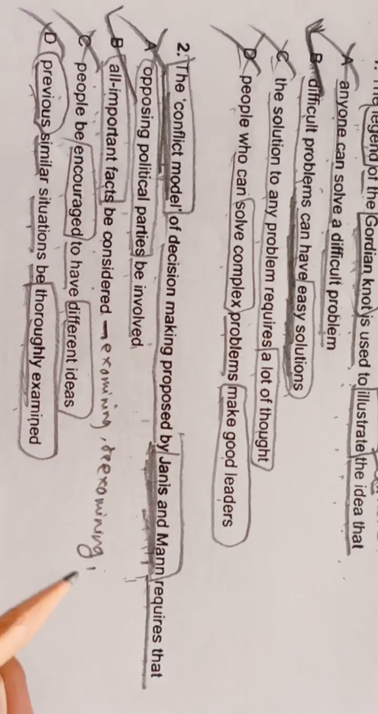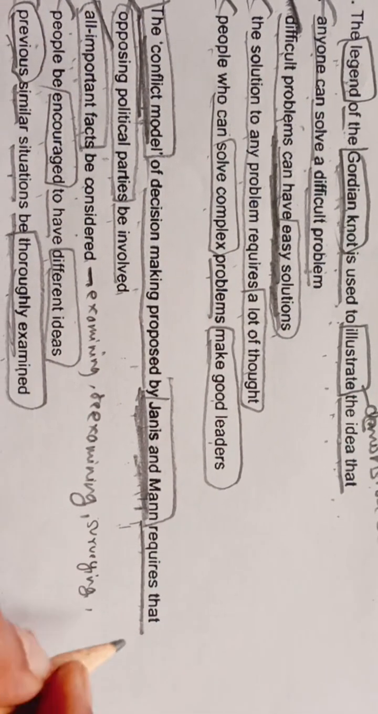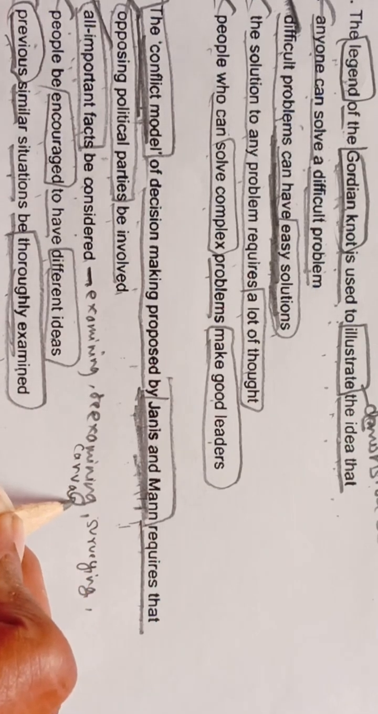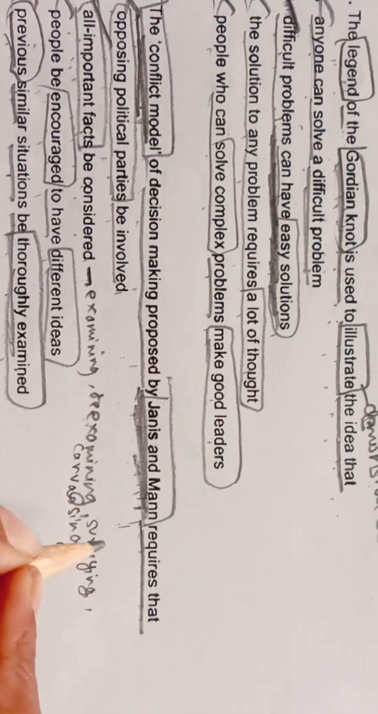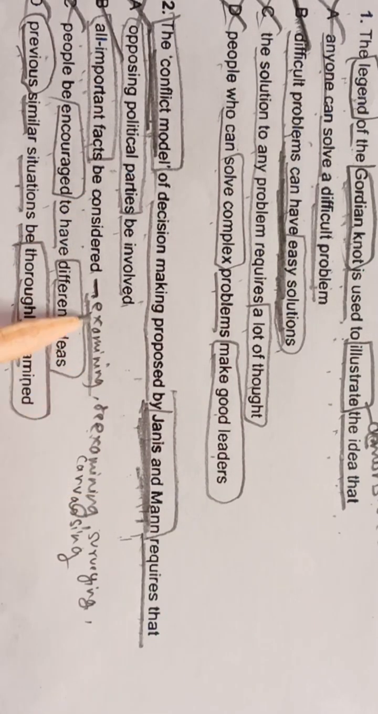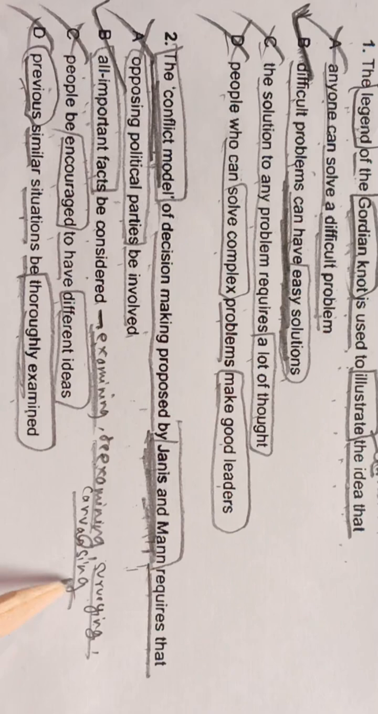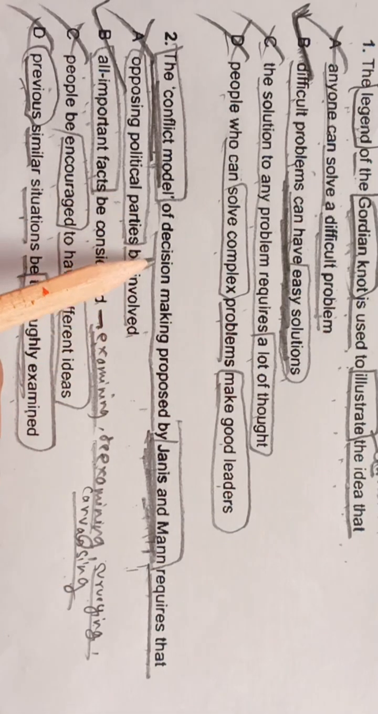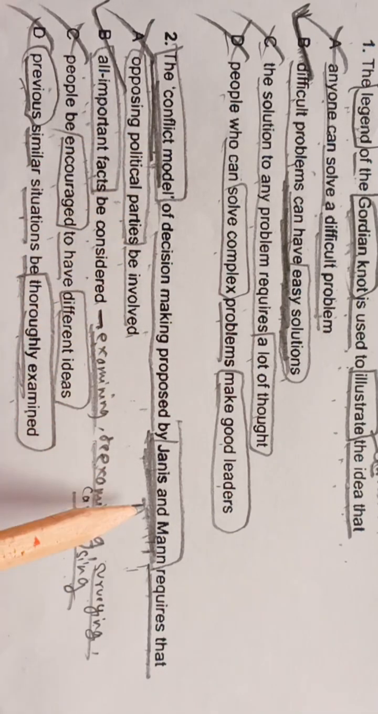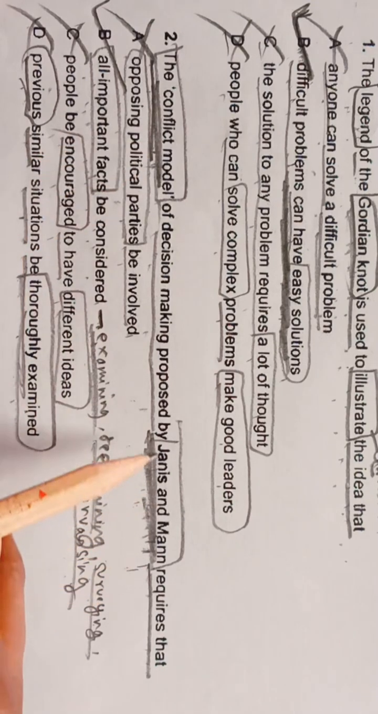So all important facts be considered means they are talking about examining, re-examining, then surveying, canvassing. So these are all factors to be considered while making decisions. Examining, re-examining, surveying and canvassing, these are all important facts which are to be considered while making decisions. So these are the factors required in the conflict model of Janis and Mann.